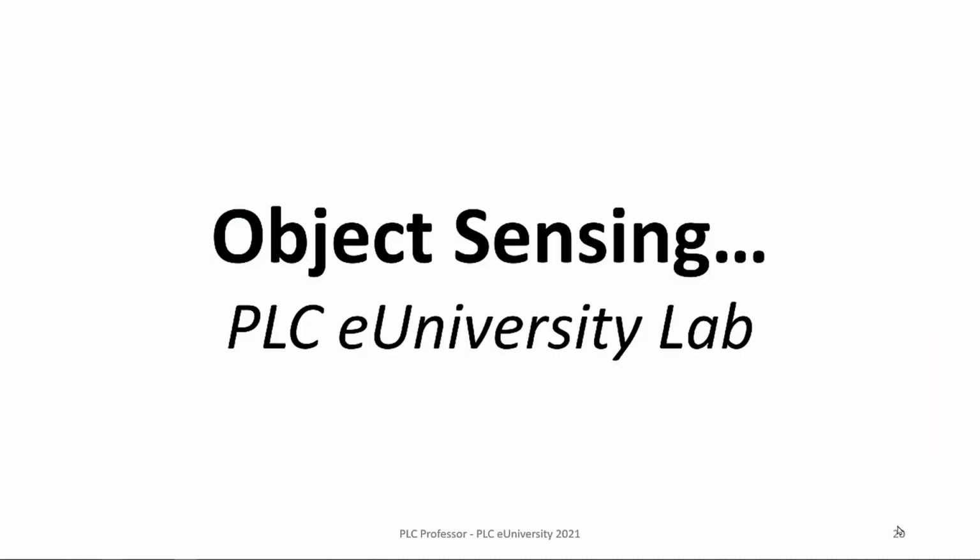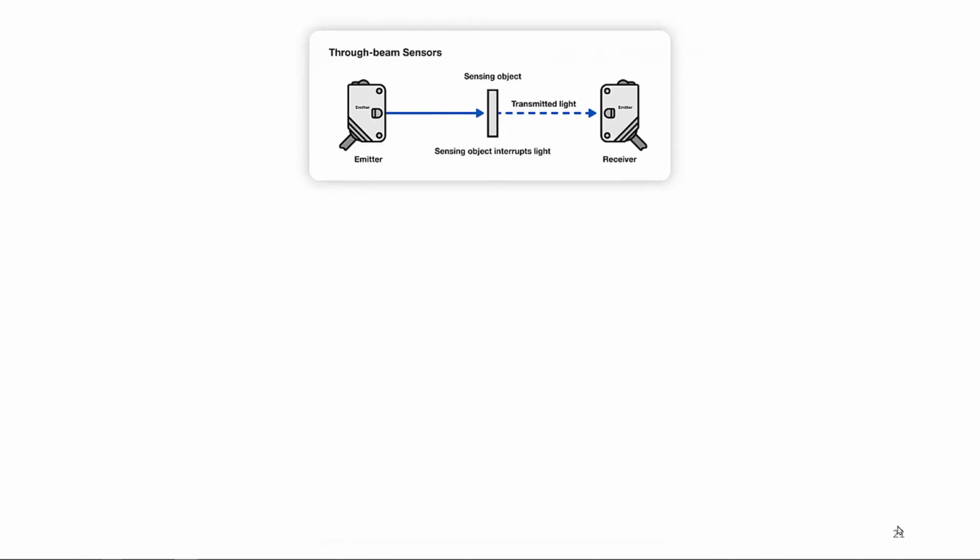Okay, object sensing. Now with the sensors on the cylinders, we sense the piston position, or if you use proxies or photo eyes out on the machine, you can sense the position of the fixturing moved by the cylinders. Now we're talking about object sensing, and the oldest and most conventional is through beam. You have an emitter and a receiver.